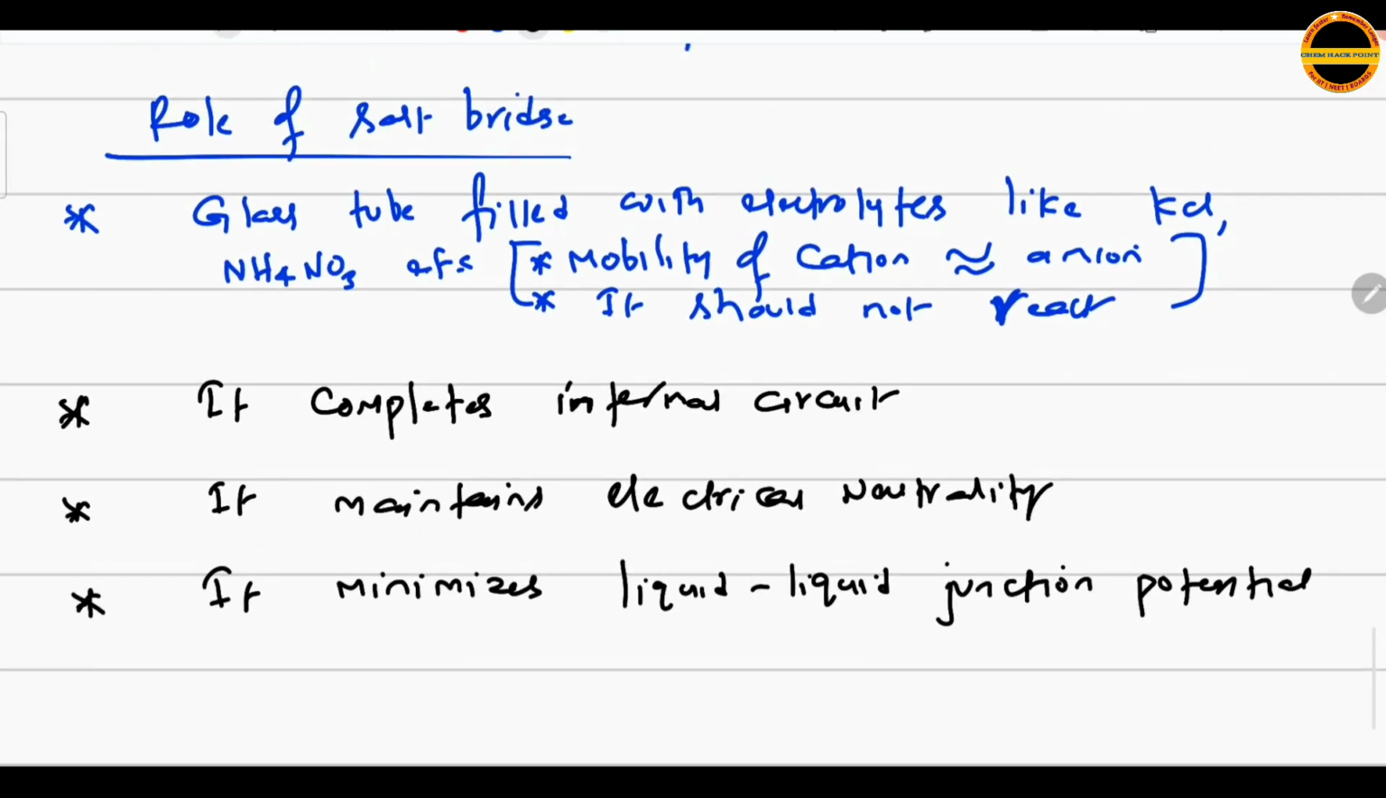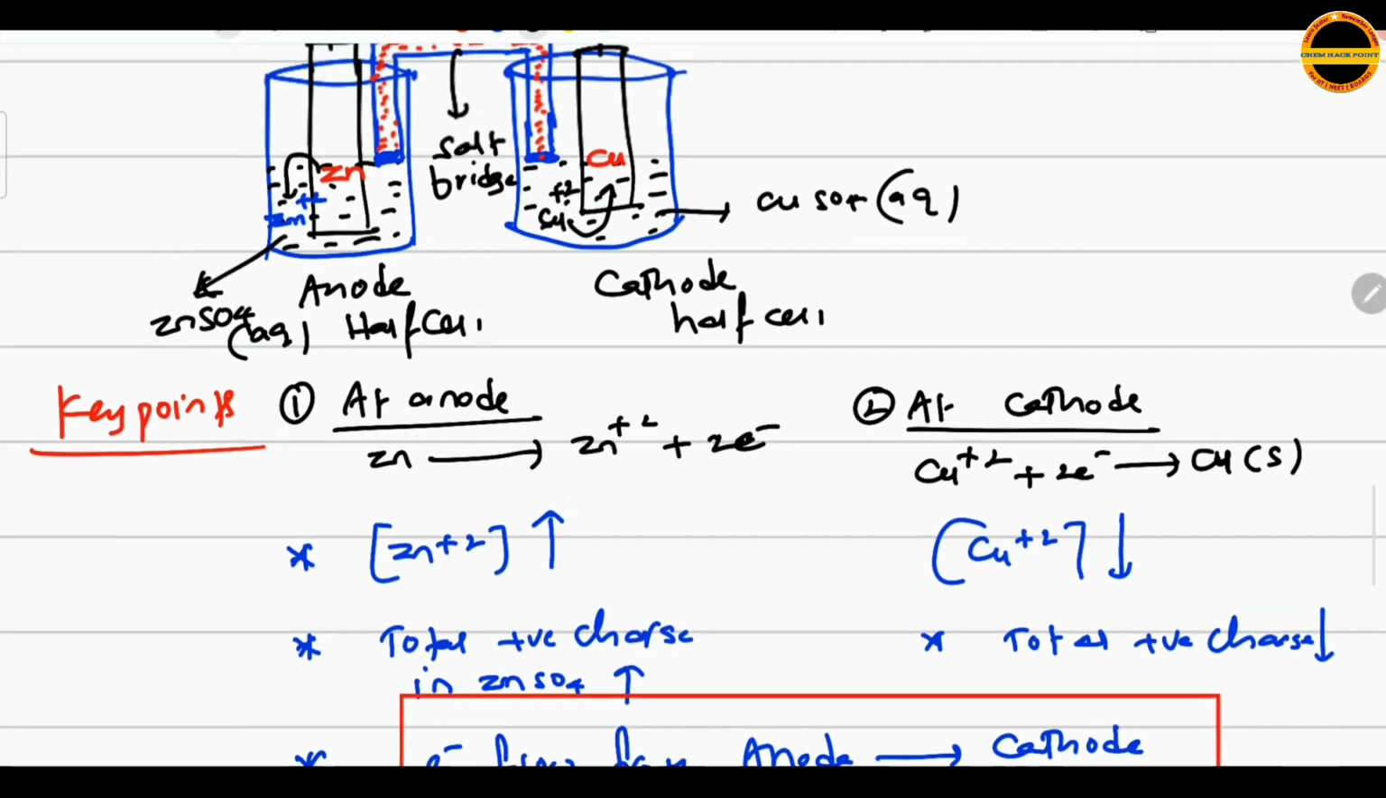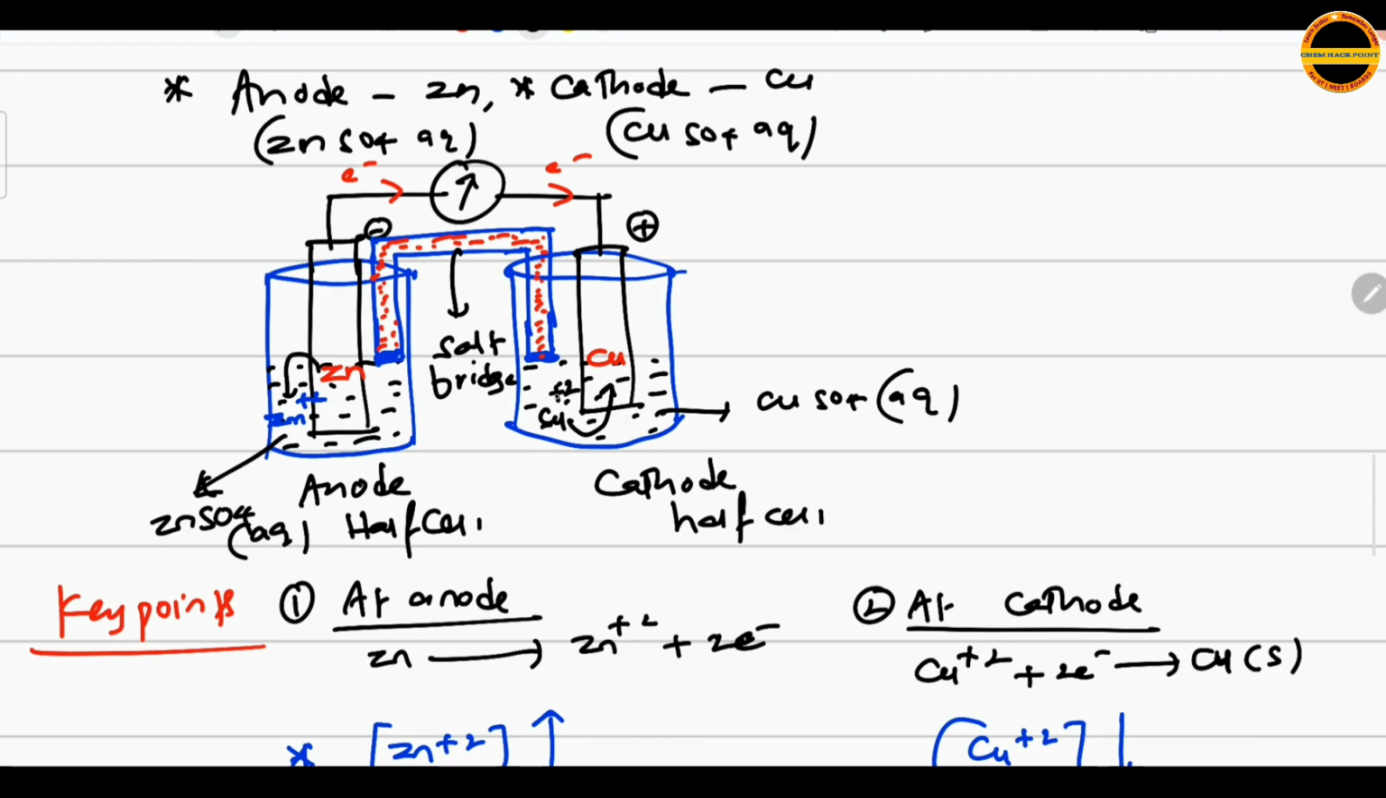Meaning, see, if there is no salt bridge here, if it is an empty glass tube, then what happens? Both these solutions enter through the tube and get connected with each other. If they are in close contact with each other, there again exists a potential difference, which is opposite to the cell potential, which is harmful for the cell potential overall.